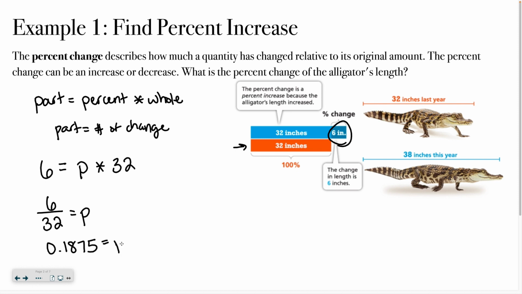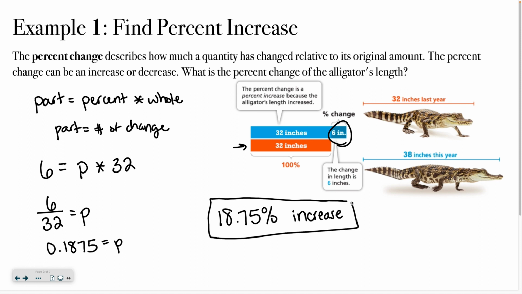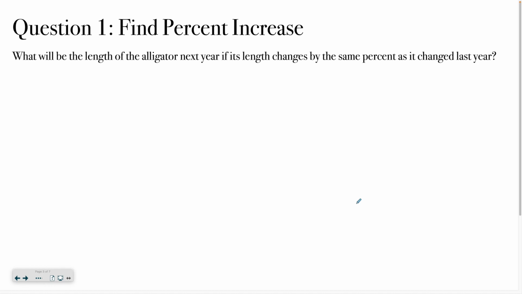0.1875. And if I were to convert that to an actual percent from that decimal, I would get an answer of the percent change was 18.75%, and then I would describe it as an increase. Okay, so sometimes a problem will ask you to list not just the percent, but also say, was it an increase or decrease?